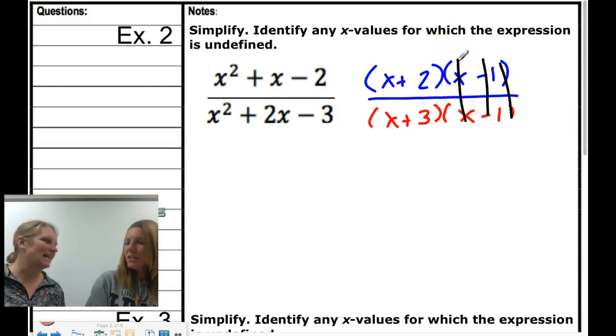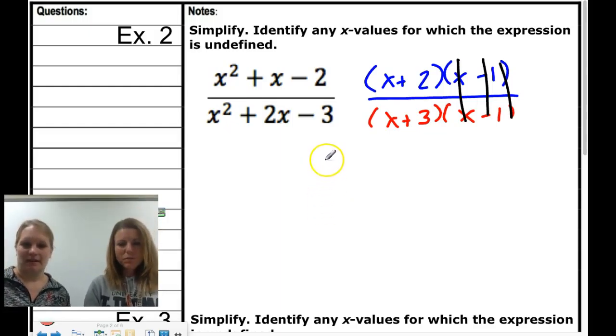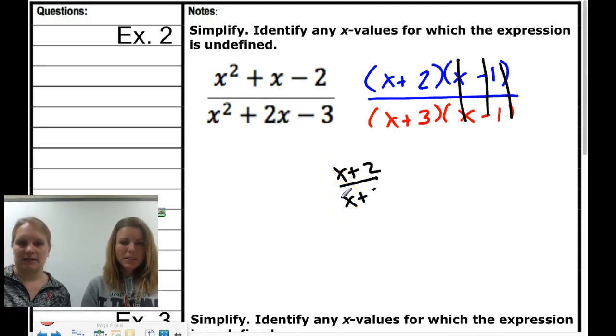I love crossing stuff out. That's exactly my favorite part of these problems. Okay, so let's write our final answer now. Our final answer is x plus 2 over x plus 3.